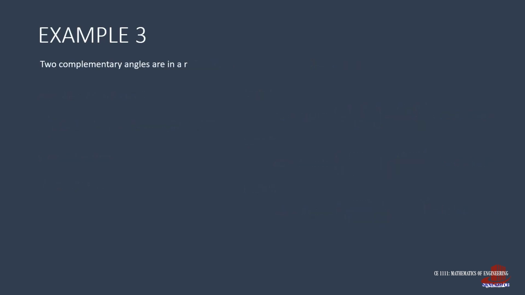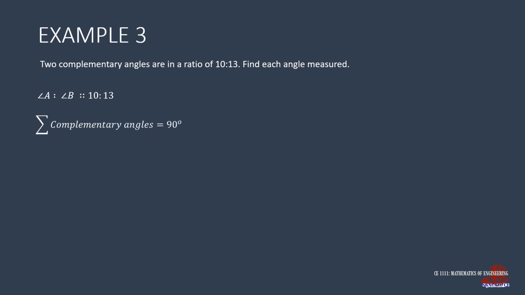The third example states the complementary angles are in a ratio of 10:13. Find each angle measured. The ratio is for angles A and B, which is proportionate to 10:13. Making them complementary angles mean that their summation is 90 degrees. So the ratio of 10 plus 13 is 90 degrees. That would make 23 parts as 90 degrees.